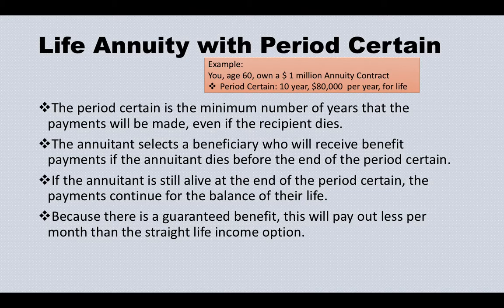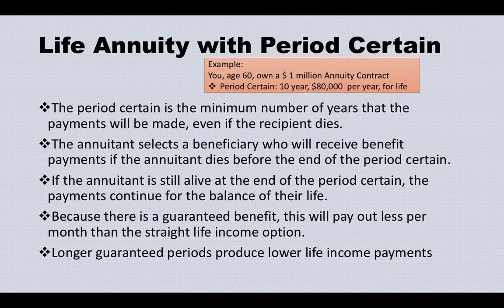Because there's a guaranteed benefit, this will pay out less than the straight life income option. You can compare to the previous straight life, where you get $100,000 per year. In this situation, the insurance company says, I'm not going to pay you $100,000 because I have to guarantee for 10 years. So they reduce your payment to $80,000 per year. So this is life annuity with period certain.